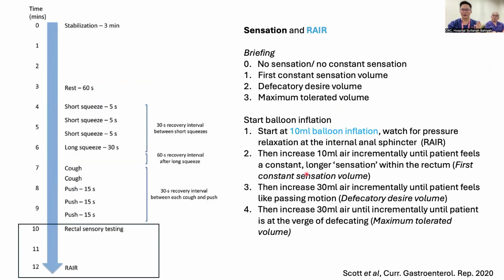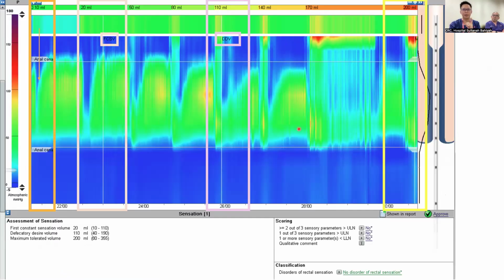And finally, at the very end of it, you test for their sensation. Now, what we do in our center is that we do two things at the same time. We test for the RAIR, which is your rectoanal inhibitory reflex, and at the same time you also test for sensation. How we do it a little differently from London is that we straight away start with a 10 mL inflation of the balloon. Remember the balloon that we tied to the manometry? Inflate 10 mL, inflate 10 mL, inflate 10 mL. What we are looking for immediately when we inflate the 10 mL is a decrease of pressure at the internal anal sphincter. If you push air inside and you see that it transiently decreases, this is what we call a normal RAIR, a normal RAIR reflex.